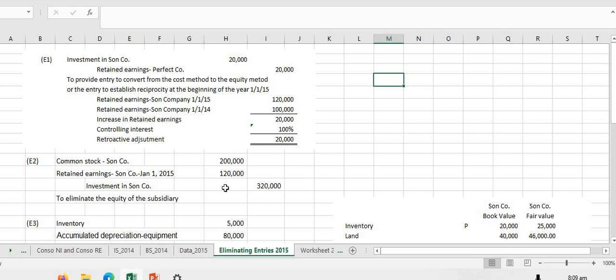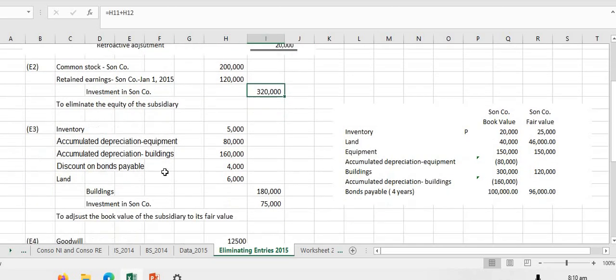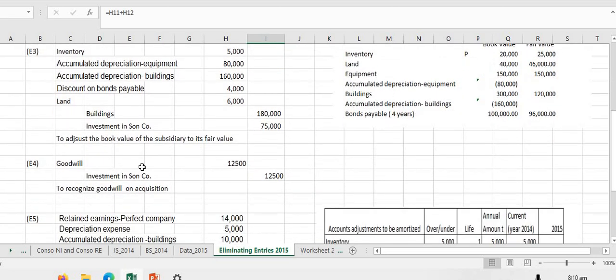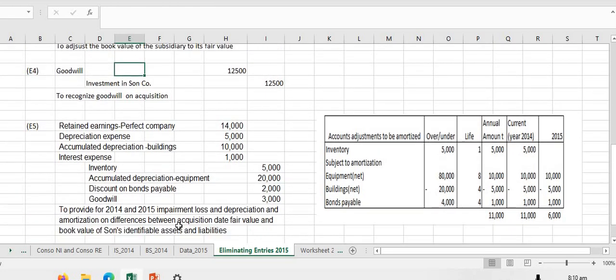Okay. Our second entry is actually to eliminate the equity of the subsidiary. You take note that its retained earnings is already 120. It's actually common stock of 200,000, retained earnings of 120, and investment in Sun Company amounting to 320,000. Okay, another entry for the excess. That's actually the same entry we had the previous year, also to recognize goodwill. This one is actually to recognize the amortization of excess.